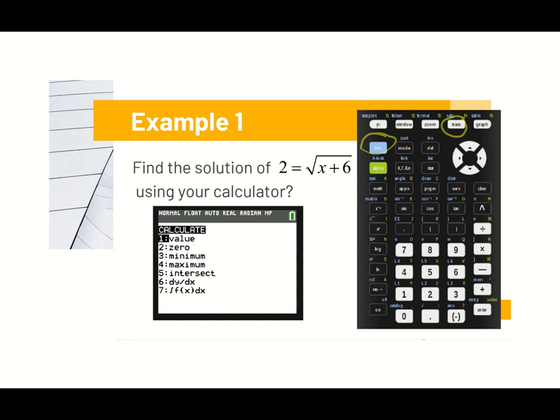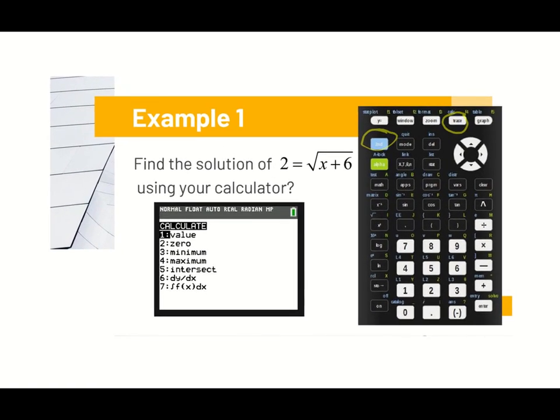Calculate, we've got value, zero, minimum, maximum. We want intersect. So we want to click on intersect here, number 5. You can either just type in 5 on your calculator, or you can toggle down to 5 and hit enter.